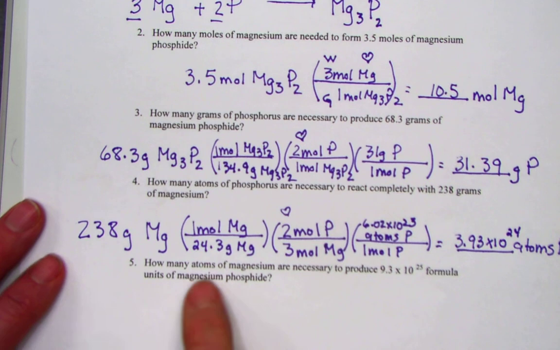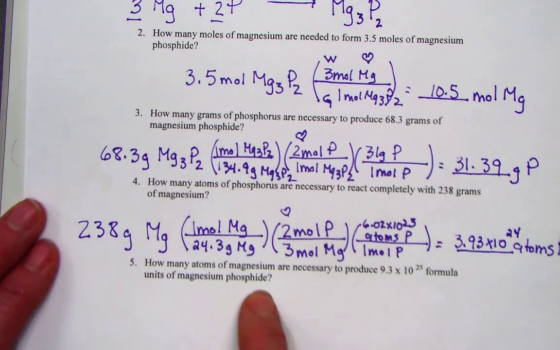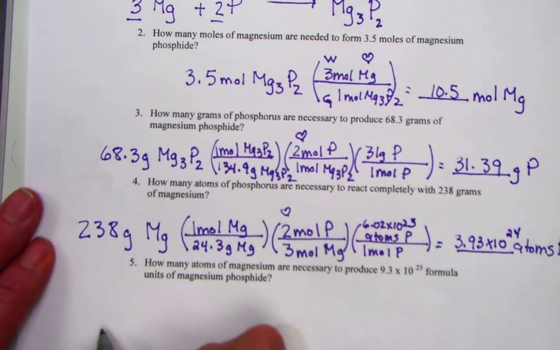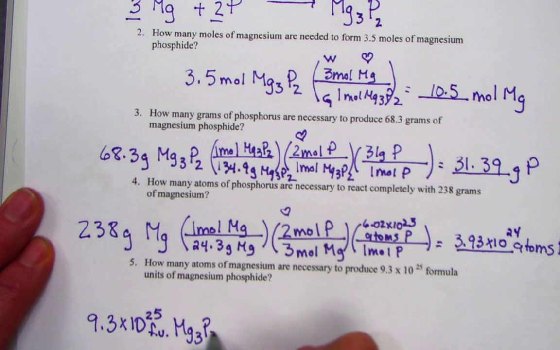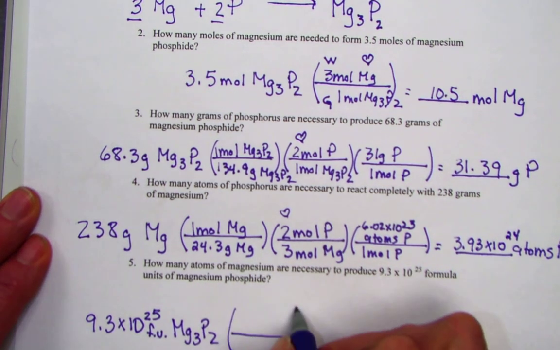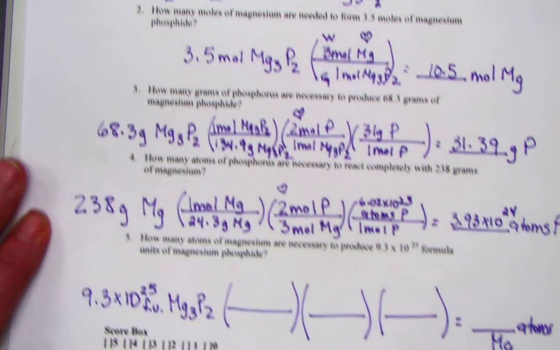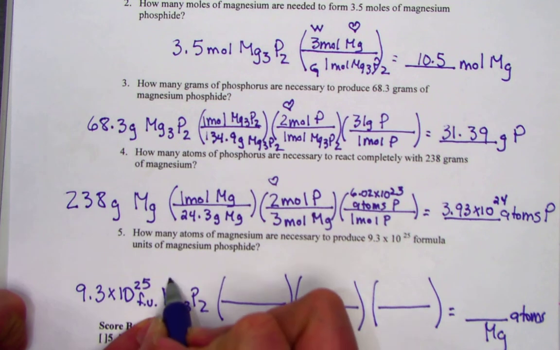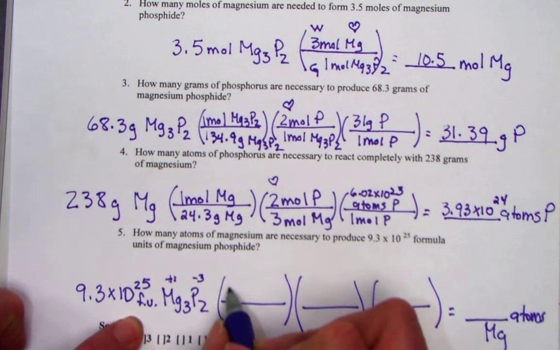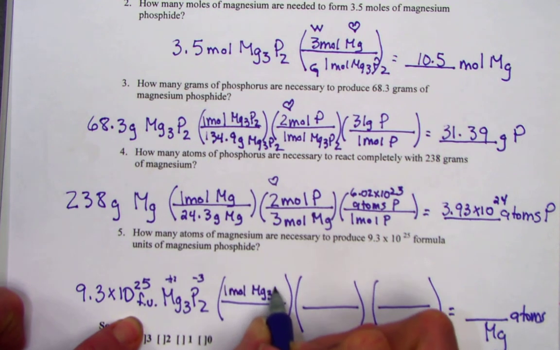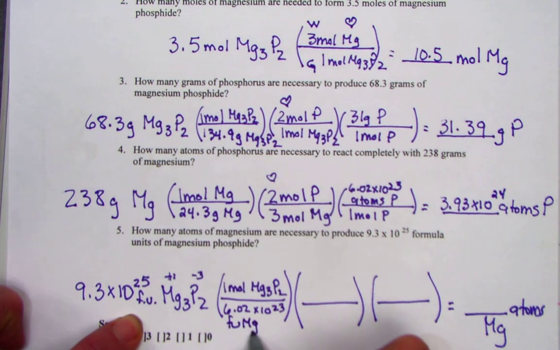One more. How many atoms of magnesium are necessary to produce 9.3 times 10 to the 25th formula units of magnesium phosphide? It's a particle-particle problem. Let's begin by writing 9.3 times 10 to the 25th formula units of Mg3P2, the number, unit, and label. I'll get my 3 parentheses ready so I can see the target. We're counting atoms of magnesium. Now, magnesium phosphide is a compound hooked by charges +2 and -3. Its correct vocabulary word is indeed a formula unit, metal to nonmetal. In our first conversion, we know that 1 mole of magnesium phosphide would contain an Avogadro's number, 6.02 times 10 to the 23rd formula units of our compound called magnesium phosphide.